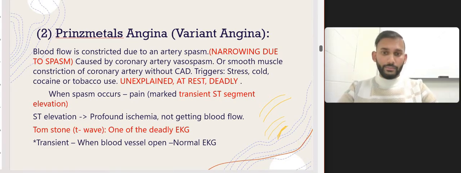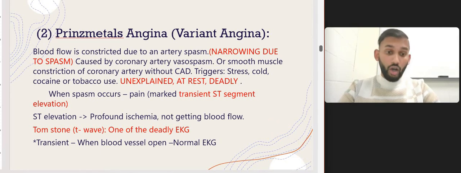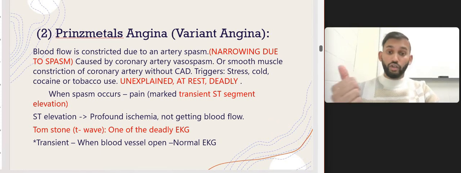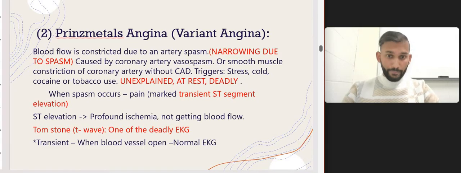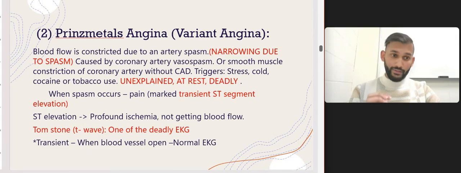So what's Prinzmetal angina in a nutshell? It's the narrowing due to the spasm. What's the cause? It could be due to anything. It could be due to cold, stress, tobacco or cocaine use, and it's kind of really vague. It is kind of unexplained, and it could happen at rest. As a matter of fact, it happens at rest a lot, during your REM sleep cycle. So all of a sudden you go to bed, you sleep, and you never wake up.